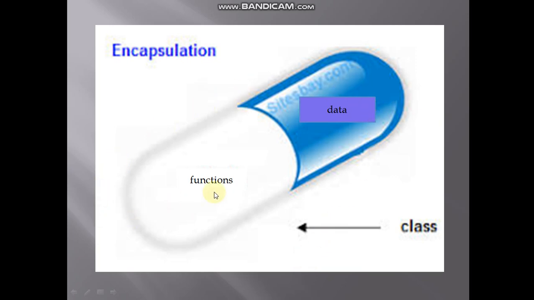This is a diagrammatic representation of encapsulation. The data and functions are encapsulated here, and this encapsulated area is called a class. The class that covers data and functions is providing security to this data and also to these functions, which means it is preventing the misuse of data from the outside world. So this is the concept of encapsulation.